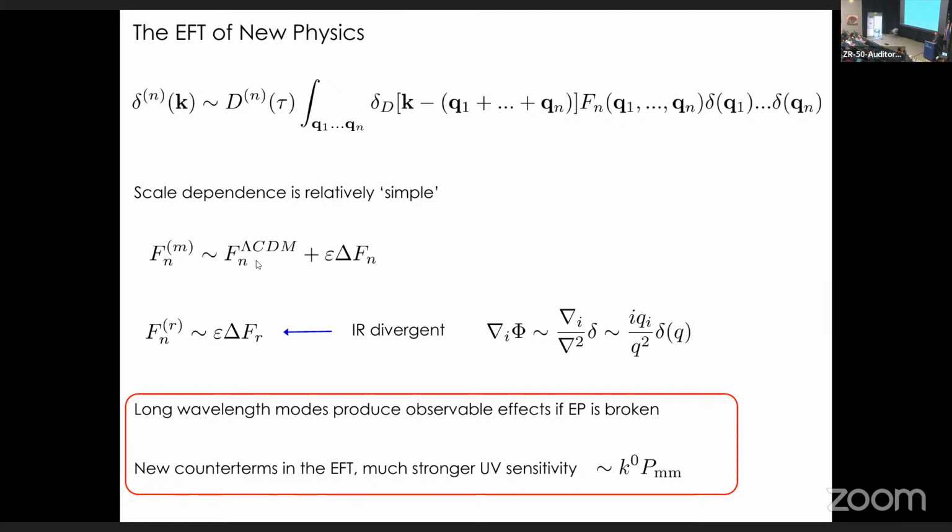As expected, the total fluctuations in the matter field get corrected. And now you have a completely new set of kernels for the relative fluctuations between the baryons and the dark matter, which are IR divergent. And this IR divergence is real, because now you really cannot go to the elevator. You cannot put dark matter and baryons in the same elevator and remove the effect of the long mode. There are also new counterterms.